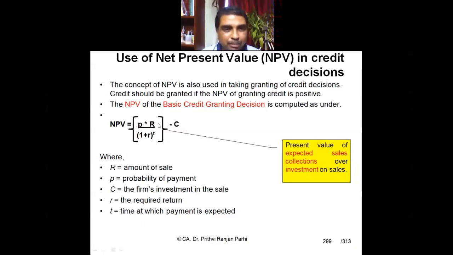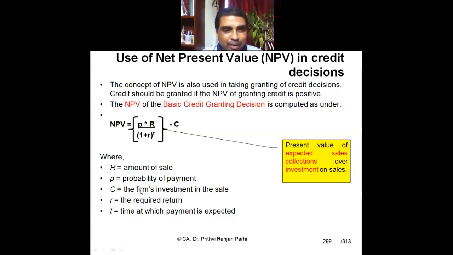In this formula, P stands for probability, R stands for sales. So sales into probability, meaning we will be getting probable sales. Then we discount it with this formula, 1 plus R to the power T, that means at the required rate of return it is discounted so that we arrive at the present value of expected sales. This part is the present value of expected sales. Minus, we find what is the cost of investment on sales.